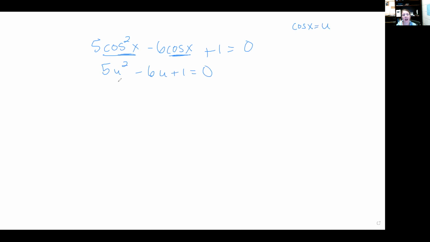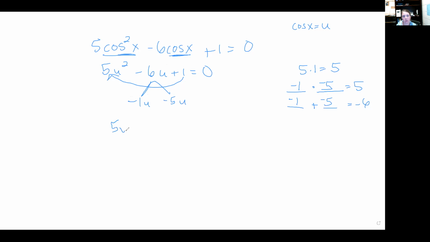And then what we can do is factor this, because this is a quadratic. So I multiply the last term by the first term: 5 times 1 equals 5. And we want 2 numbers that multiply to give 5, but add to give the middle number. So it's going to have to be a 1 and a 5. But we want it to be a -6, so both of these have to be negative. And so then this breaks up into a -1u and a -5u.